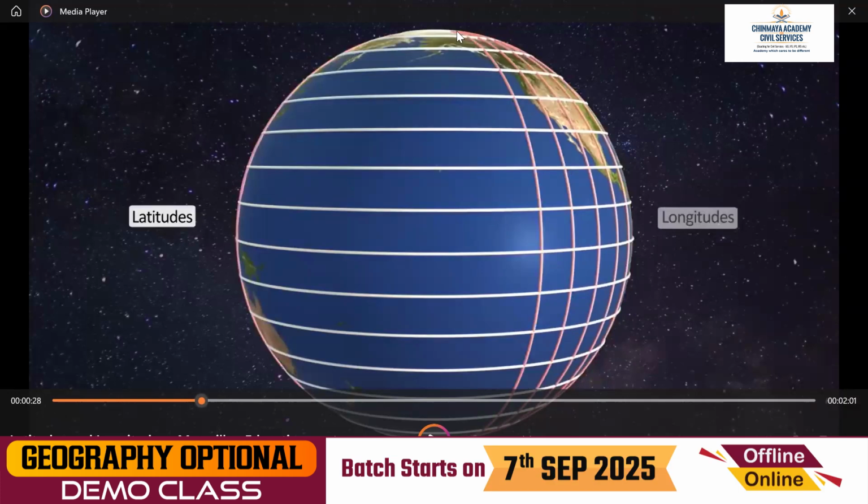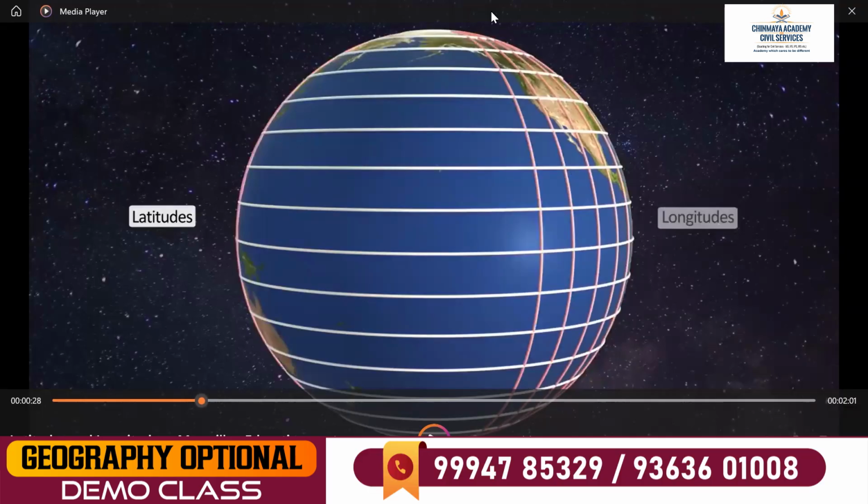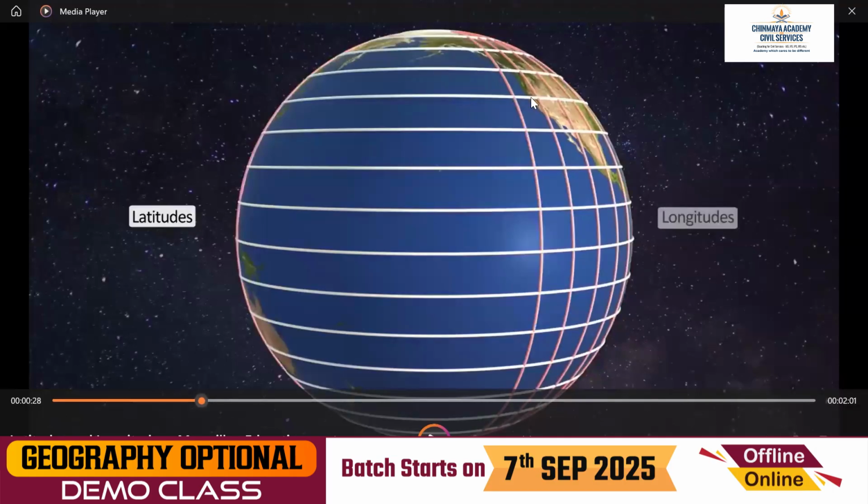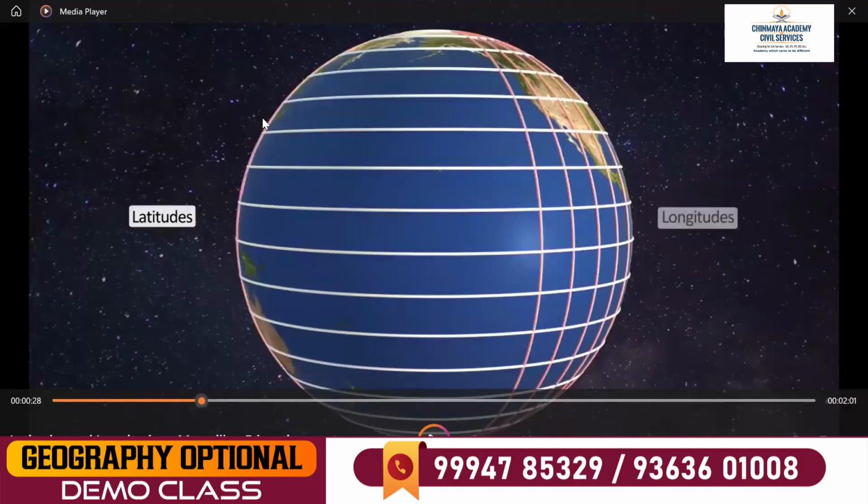Equal means vertically we are cutting now. If you take an apple, if you cut vertically this side, then you will get the longitudes equal. This side longitude will be equal to this side longitude. In that sense, I told.